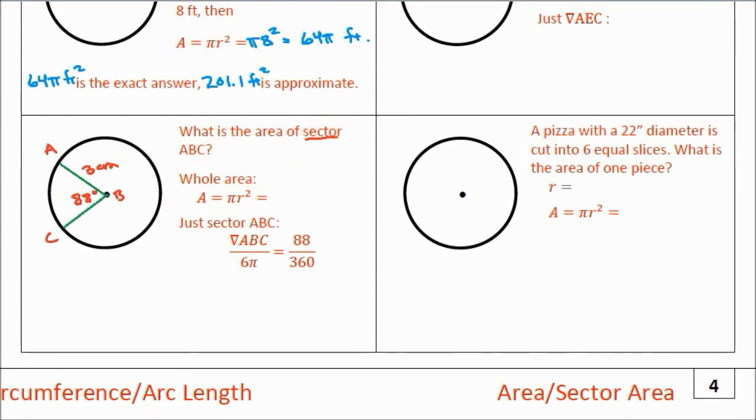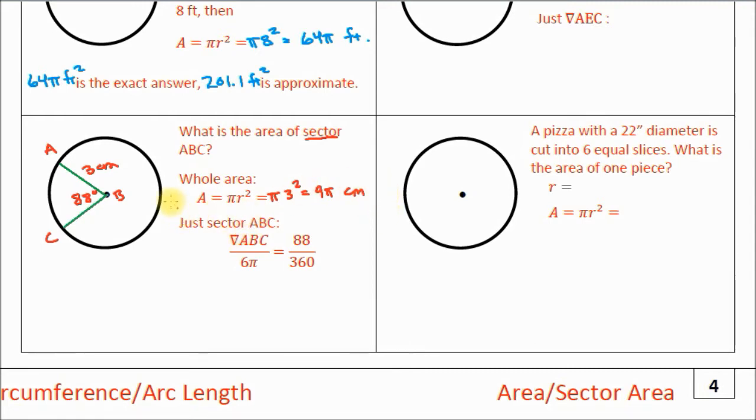Well, let's first find the whole area. The whole area of the circle is pi r squared. That's pi times radius, which is 3 squared. And that is equal to 9 pi. 3 squared is 9, so 9 pi centimeters. That's the exact area of the circle.